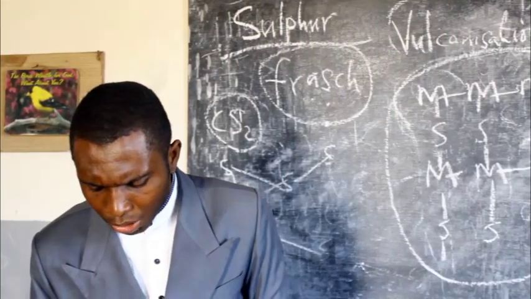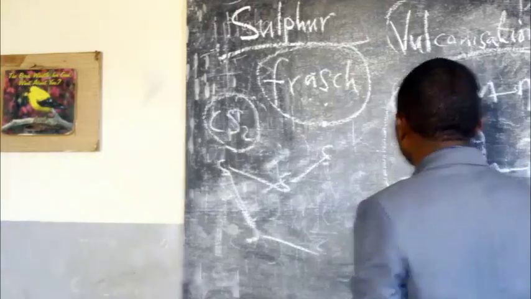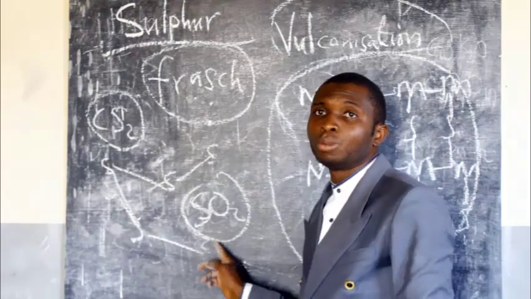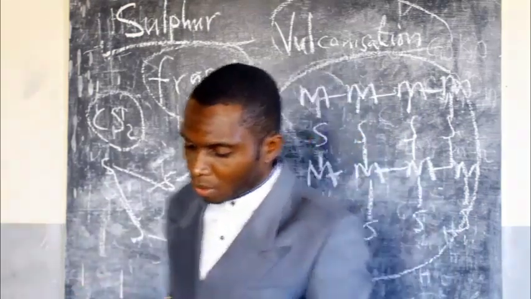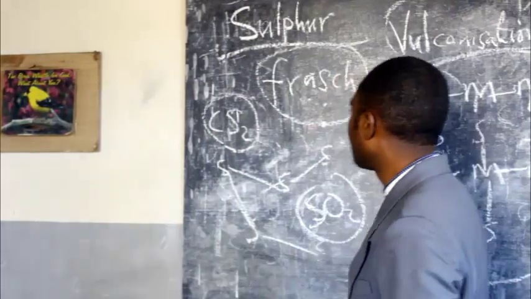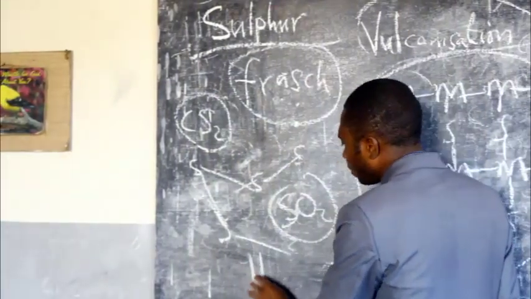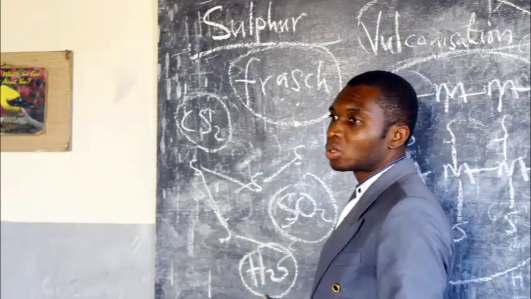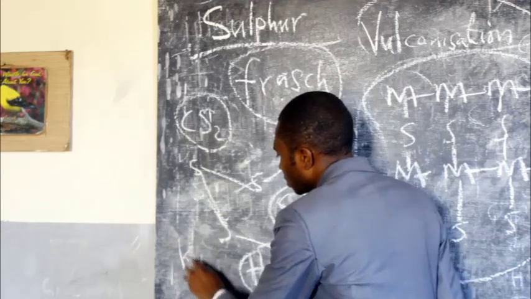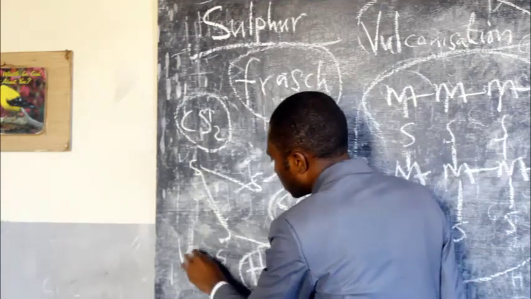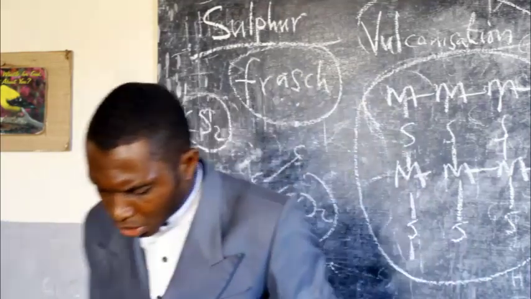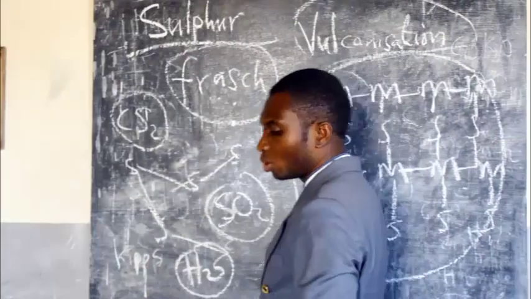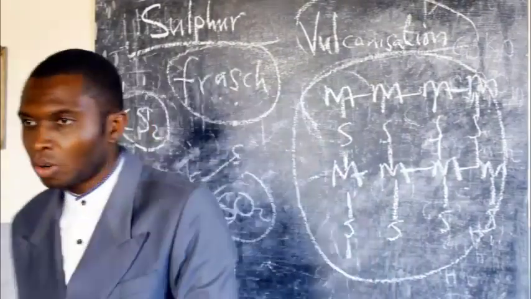Sulfur is used in making bleaching agent. A typical bleaching agent is SO2. I told you that SO2 bleaches by reduction. Thank you. Now, there are compounds of sulfur. One of the compounds of sulfur is hydrogen sulfide. The Kipp's apparatus is used in the production of hydrogen sulfide and CO2. Take note.